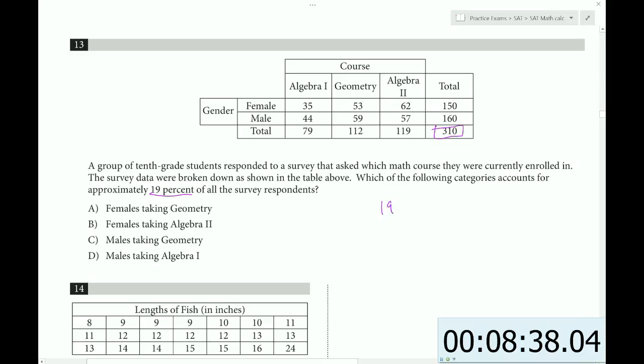So if we took 19% of 310, that would be 0.19 times 310. So let's see what the calculator says for that. We do 0.19 times 310. And that's 58.9. So we're looking for something that's about 59 students, and the best number here would be the geometry male. So that would be choice C.